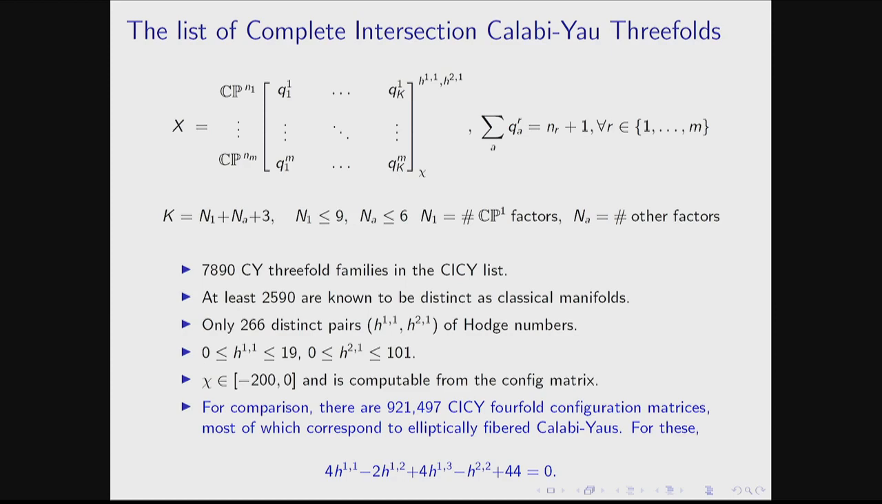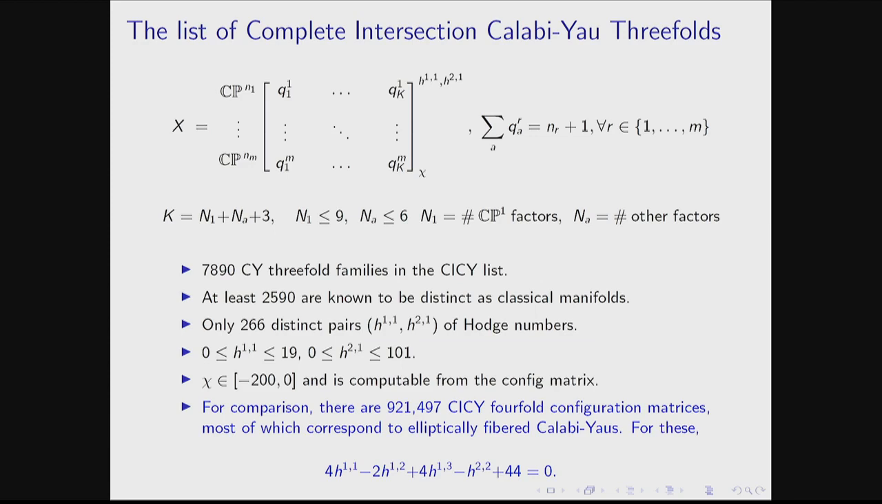So if I were given a choice to machine learn one of these Hodge numbers, I would probably go with the one which doesn't have so much range. So I'll probably go with h11. The Euler characteristics are all negative for these manifolds, and the smallest value is minus 200. And if you compare this with the number of CICY fourfold configurations, there are a lot more, and there are four Hodge numbers.